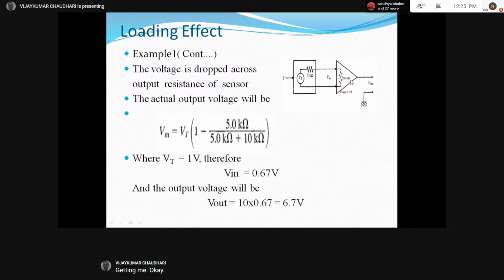Okay. So this is the loading effect. The output resistance of the earlier stage should be far less than the input resistance of the next stage. So this will reduce the loading effect.